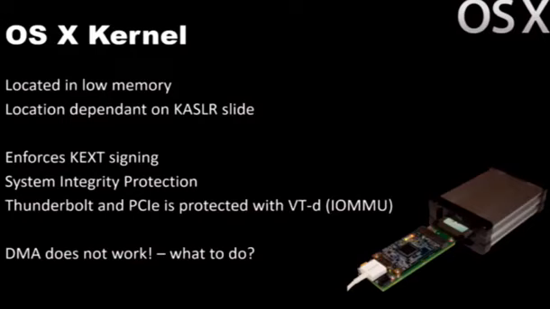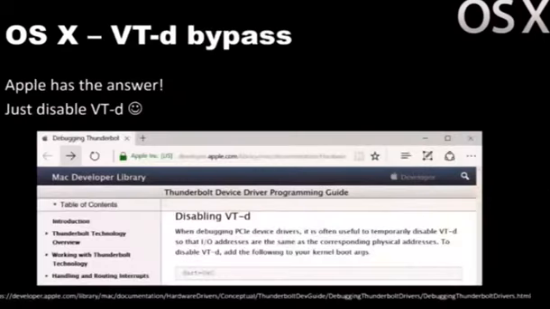All Macs today pretty much have Thunderbolt, but Thunderbolt is actually protected with VT-d. OS X actually uses this IOMMU in order to protect itself from DMA attacks. So that's kind of boring. So what can we do in order to change that? We can visit Apple's website. Thank you, Apple. Apple on their website tells us in plain text how to disable VT-d. So yeah, it's as easy as that.